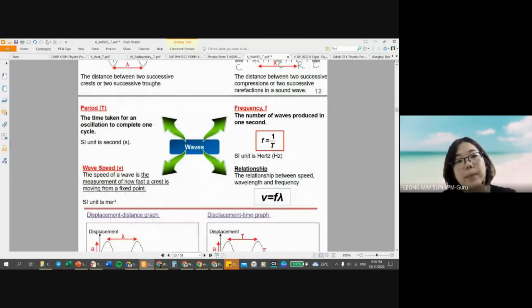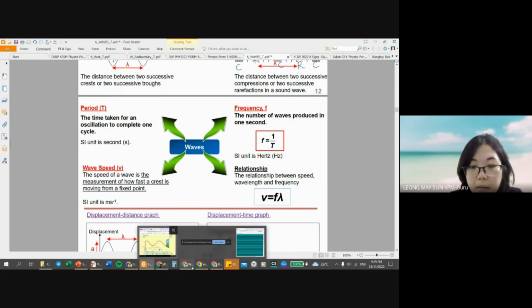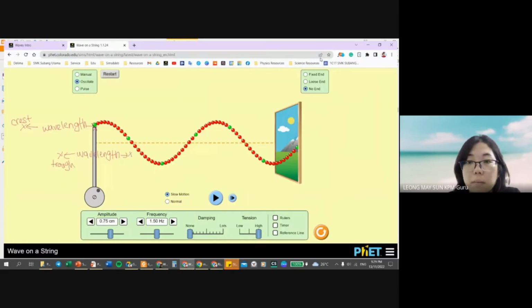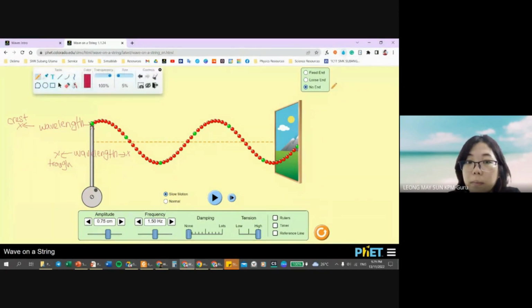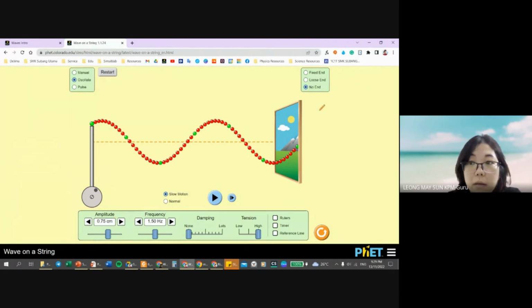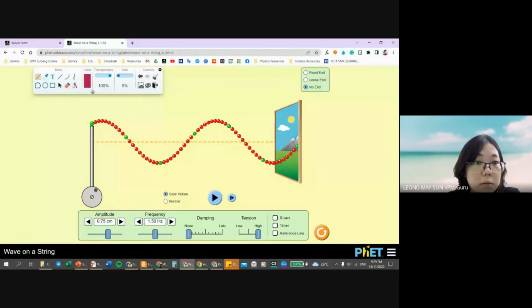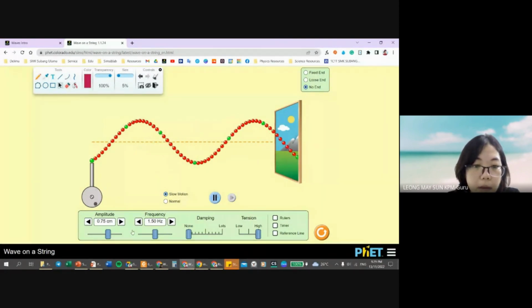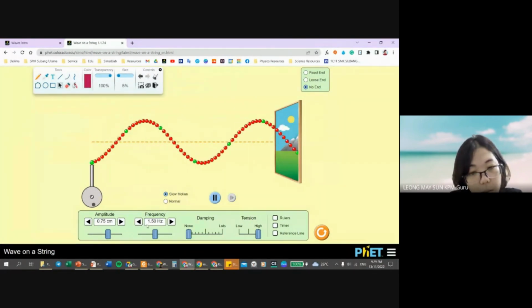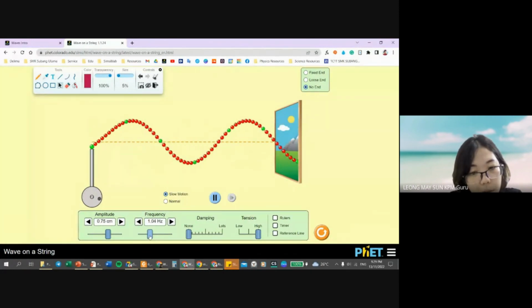Next is here. Let's go to frequency first. I'm going to start with frequency. Now, frequency is the number of waves produced in 1 second. Meaning, where is my simulation? Clear this off, and I'm going to replay this again. So you see this frequency is 1.5 hertz. Let me put 1 hertz.